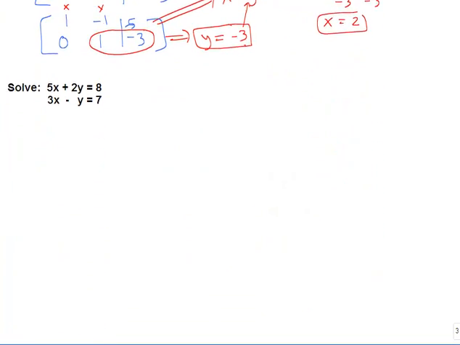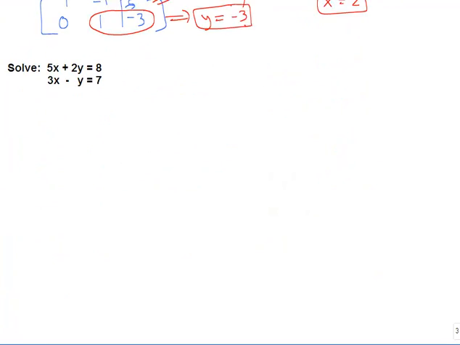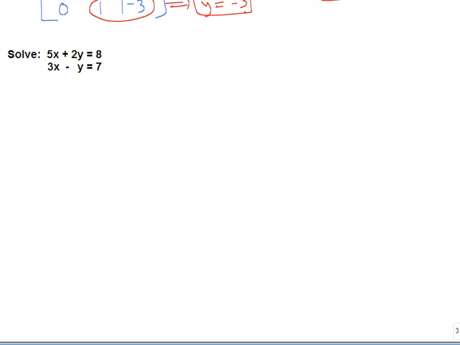Okay, let's try another example. Step number 1, take your system as equations and translate it into a matrix. So this is going to turn into 5, 2, 8, and 3, negative 1, 7.